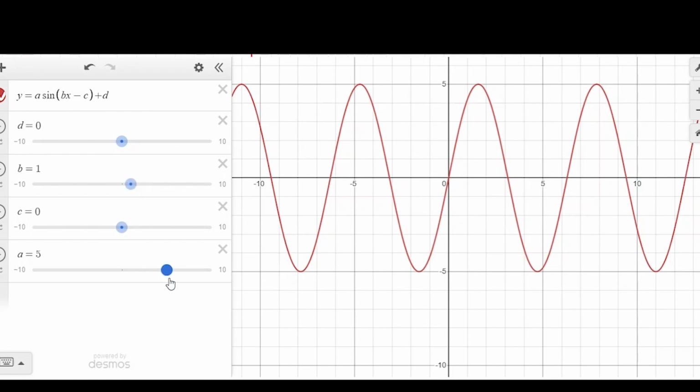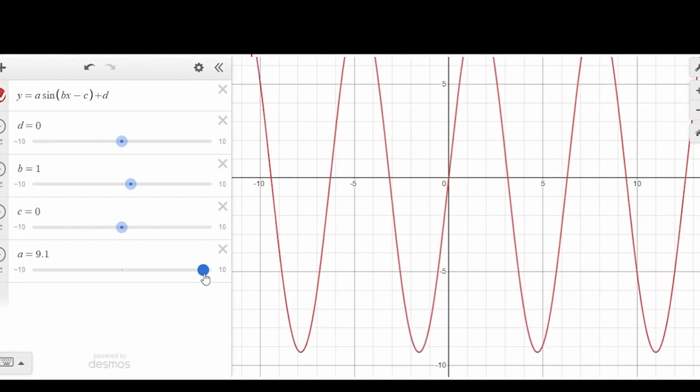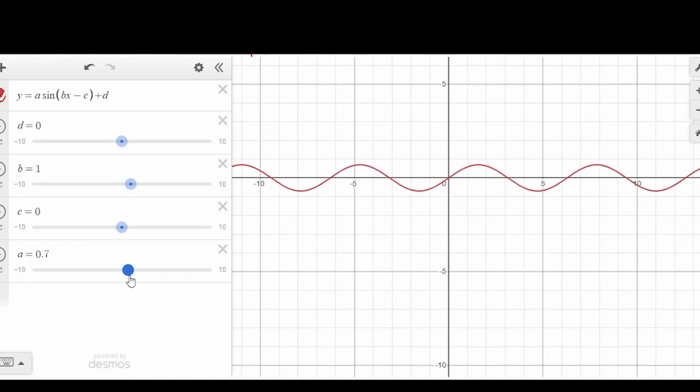Okay, now you can see I have gradually increased 1 by 1, 2, 3, 4 and 5. Now, if I continuously move this value, you can observe the changes in the graph. Now look, if I move it back, here at 0, it becomes flat.